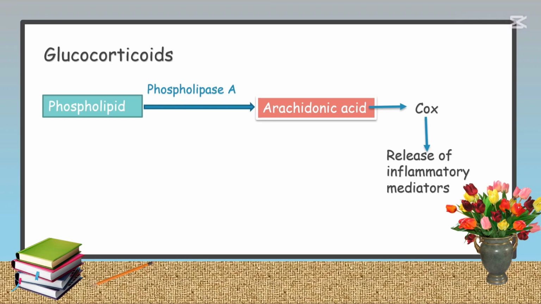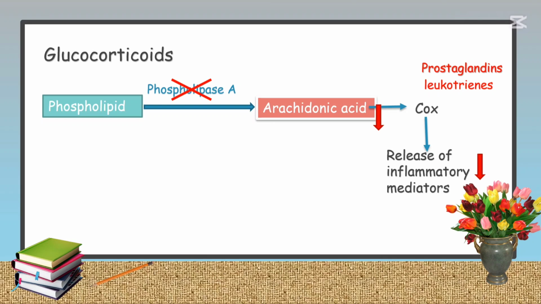Now, let's look at the mechanism of action of glucocorticoids and how they reduce inflammation. Glucocorticoids block the enzyme phospholipase, which normally converts phospholipids into arachidonic acid. By inhibiting this step, the production of arachidonic acid is significantly reduced. Arachidonic acid is a precursor for inflammatory mediators such as prostaglandins and leukotrienes. These are synthesized via the cyclooxygenase pathway. By decreasing arachidonic acid availability, glucocorticoids indirectly reduce the release of these inflammatory mediators.